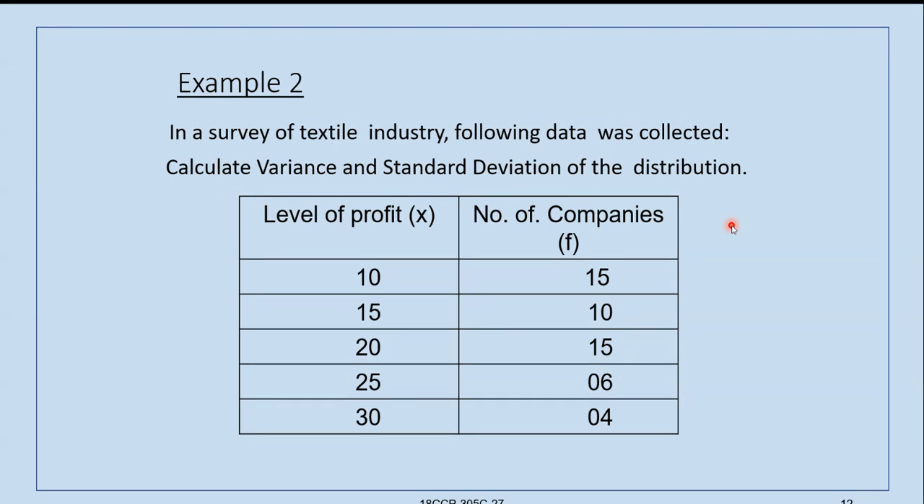And then we will see another example. In a survey of the textile industry, the following data was collected. Now calculate the variance and standard deviation. Variance we have seen in the last lesson only. The same formula is used. Only for calculating the standard deviation, we will follow the shortcut method, step deviation method and direct method. For calculating the variance, we will not take anything. We will straight away calculate the variance after getting the standard deviation.